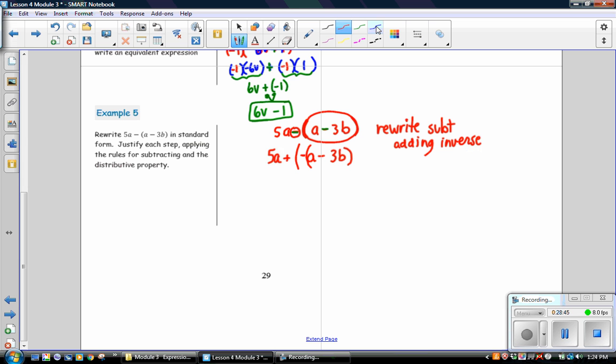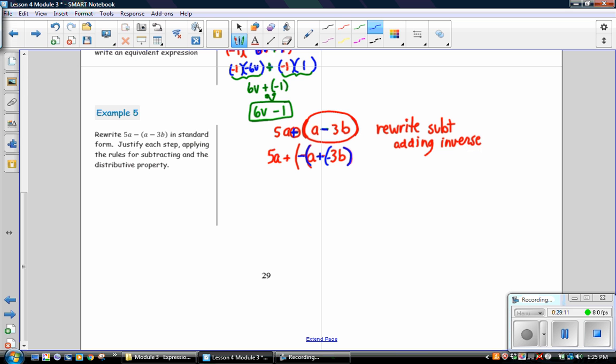Let's do that one more time. Subtraction means add the opposite. So I want to add the opposite of a minus 3b. So I'm putting the opposite in front of a minus 3b. Additionally, I want to change this subtraction to adding the opposite. So that will be adding, and then the opposite of 3b is negative 3b.